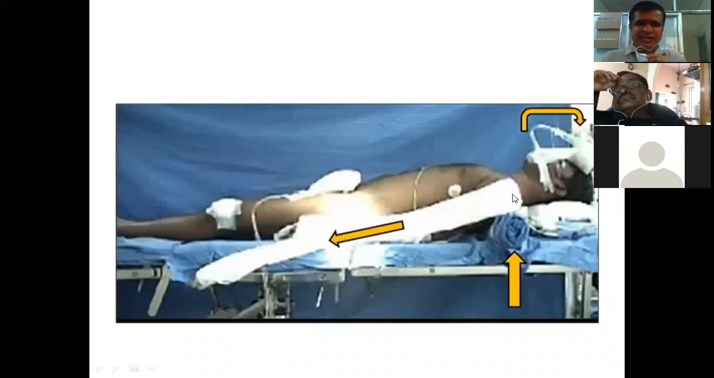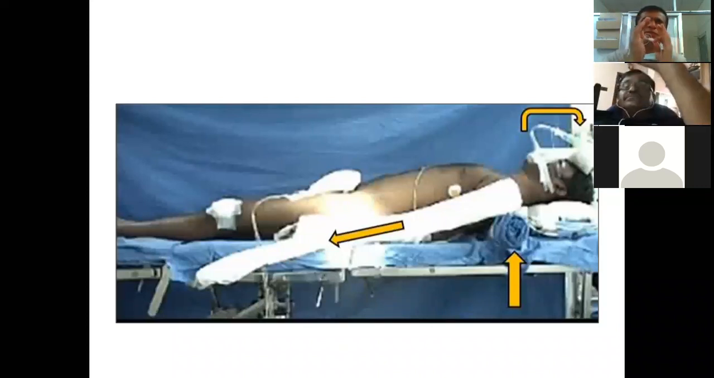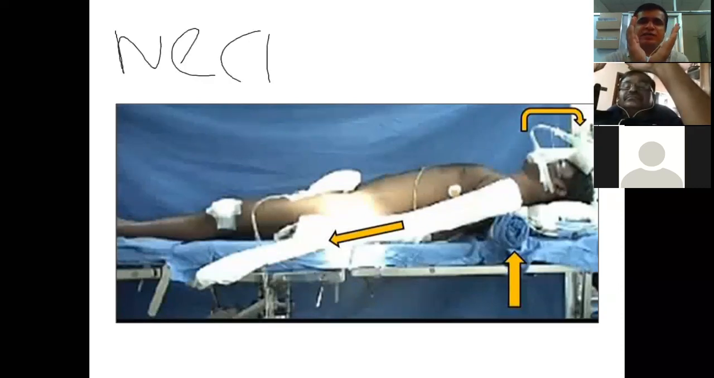One. Second, we should pull the shoulder and plaster it to the table so that up to C7-T1 we can easily visualize. Third, position of the neck. The position of the neck should be in neutral position. There are many surgeons who do cervical spine surgery where they hyperextend the neck. They think by hyperextending, the disc will be easily approachable. That's completely wrong. When you hyperextend, what happens? The anterior part of the disc opens out, while the posterior part of the disc space collapses. It closes down.